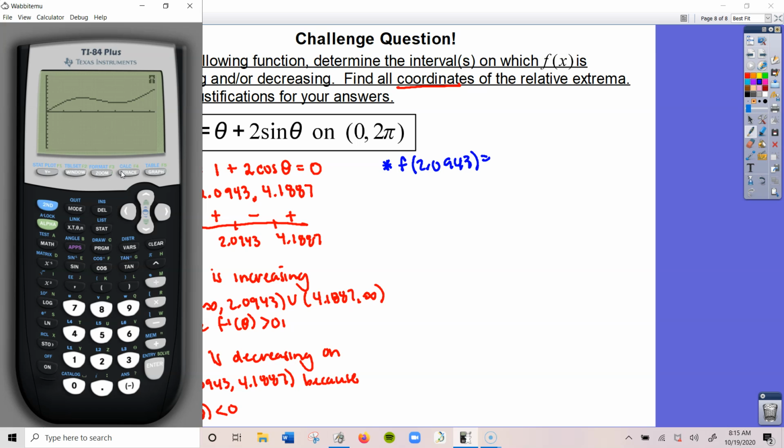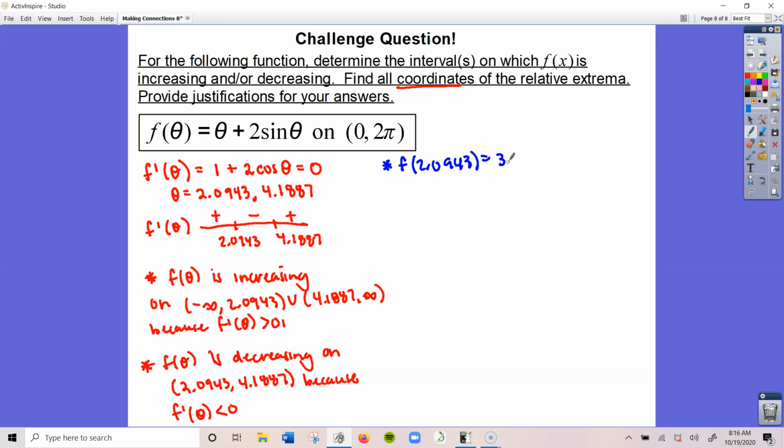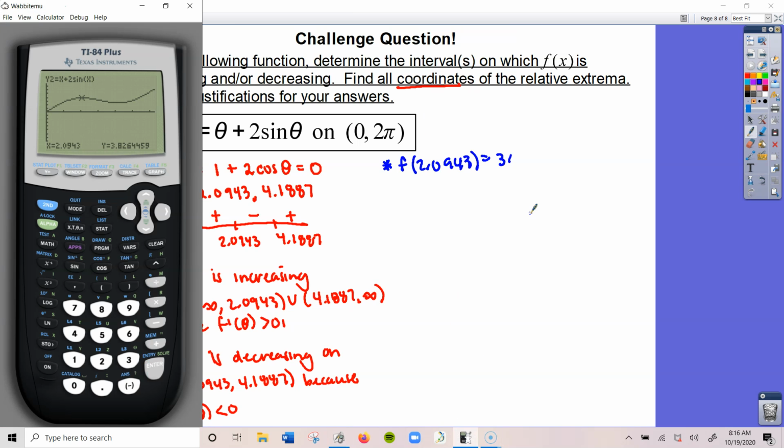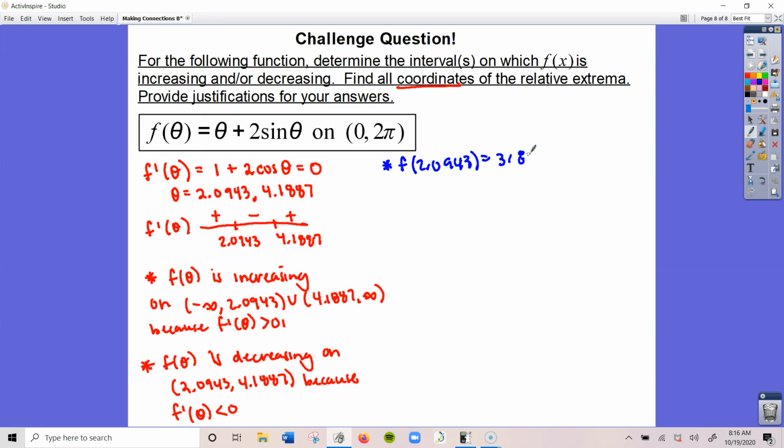So I'm going to go to second calc. I want to plug in this number and get the y value, but I don't want to go through all that work. So that is just 1, the value. So I'm going to press 1, and I'm going to put this x value, 2.0943, which is equal to 3.8264. When I look here, this is my maximum.